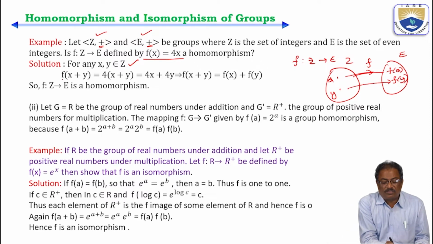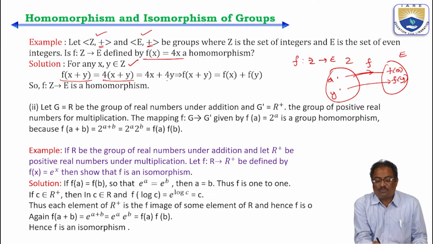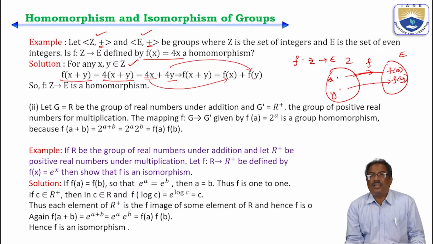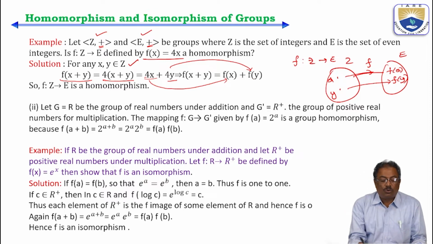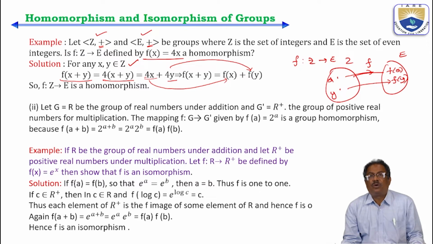So f of x plus y is equal to 4 into (x plus y), as the function is defined as 4x. So that is 4x plus 4y, which is nothing but f of x plus f of y. So f of x plus y is equal to f of x plus f of y. Whatever function we have defined is a homomorphism.